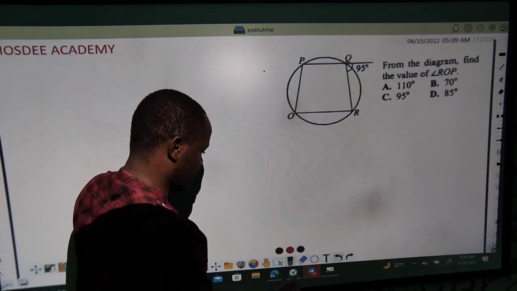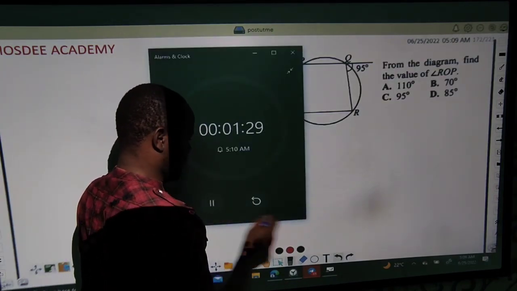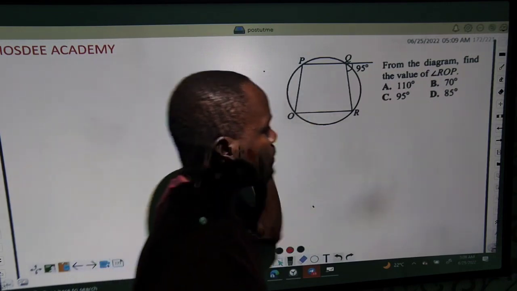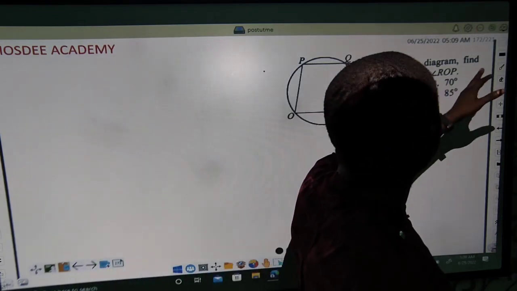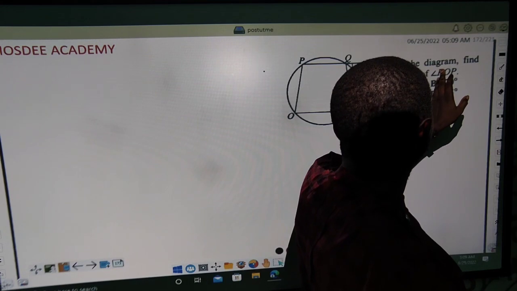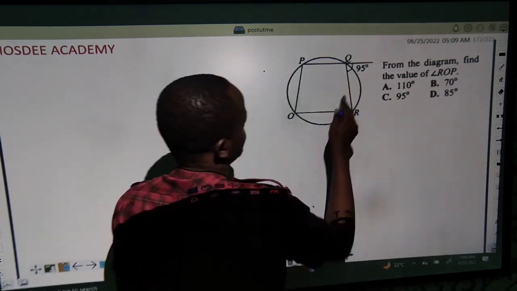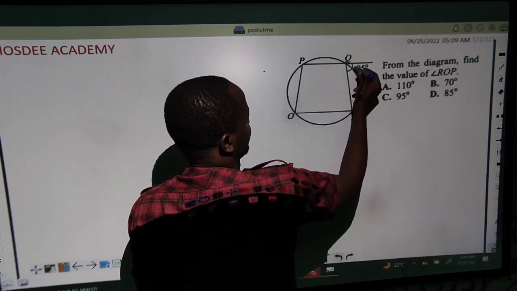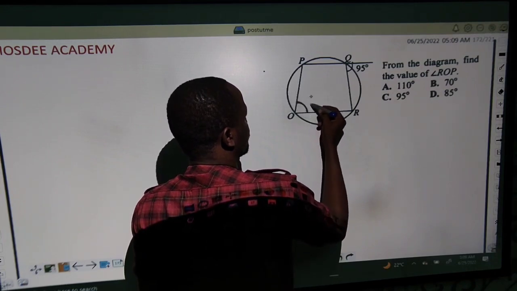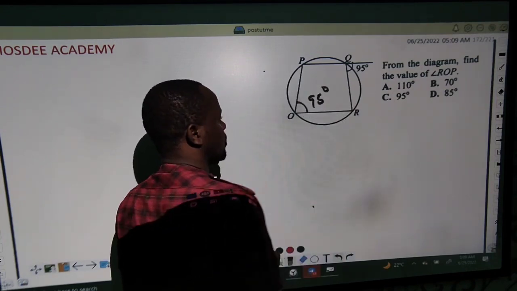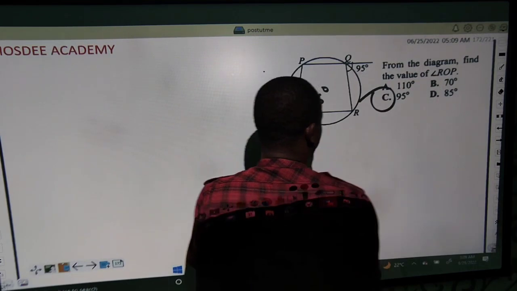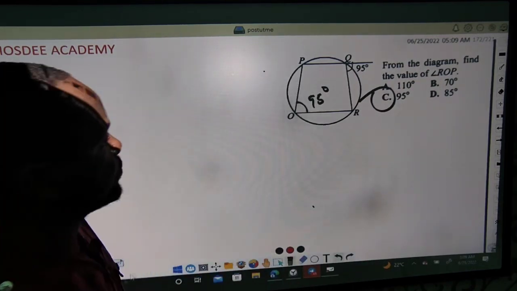Thank you very much. Now, next question starts the timer. The next question is also more of the same. From the diagram, find the value of the measure of angle ROP. ROP. A straight angle, with the side equal to the opposite angle. So nothing to solve yet again. Question answered. Next please.